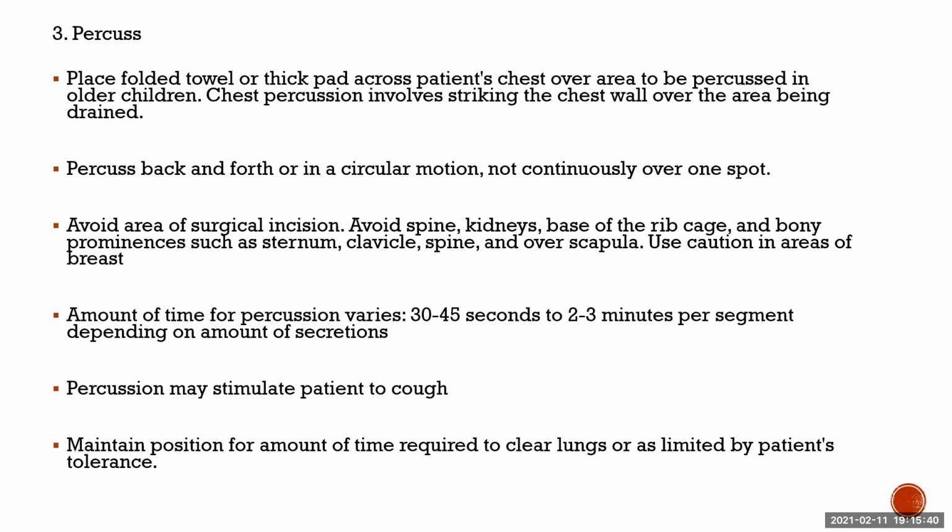Avoid as well specific parts like the spine, kidneys, rib cage, base of the rib cage, and bony prominences. Use with caution in areas like the breast. The amount of time is about 30 to 45 seconds per segment, depending on the amount of secretions. Percussion may stimulate the patient to cough. Maintain position for the amount of time required to clear the lungs, or as limited by the patient's tolerance.